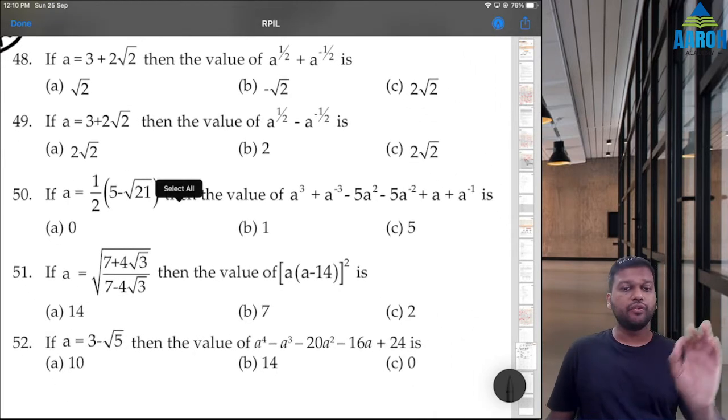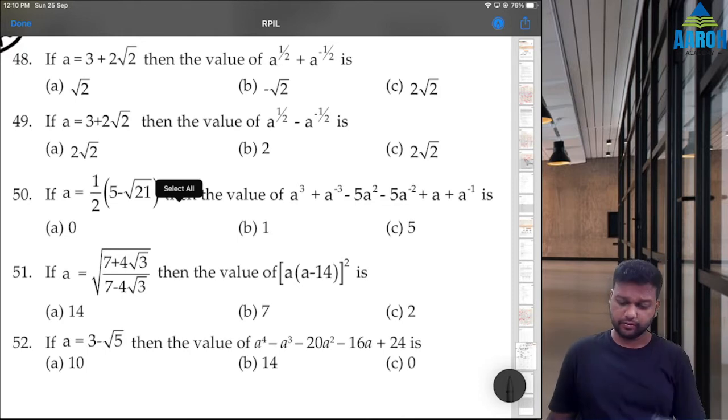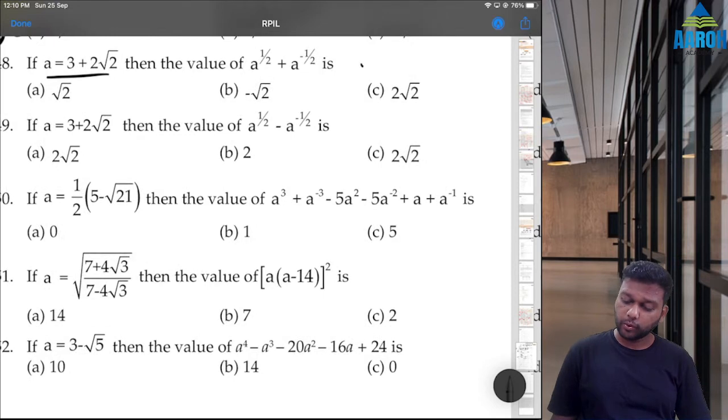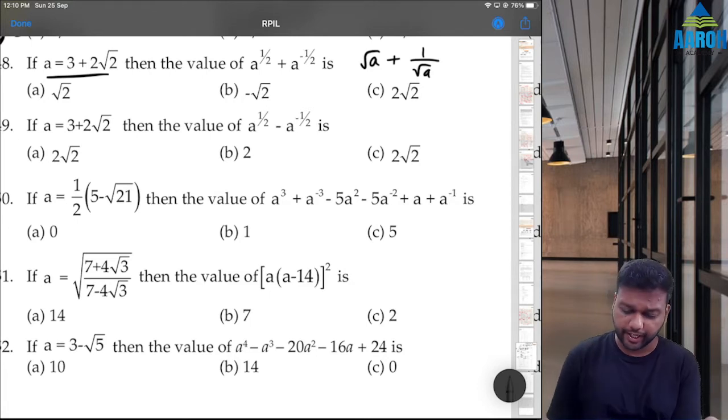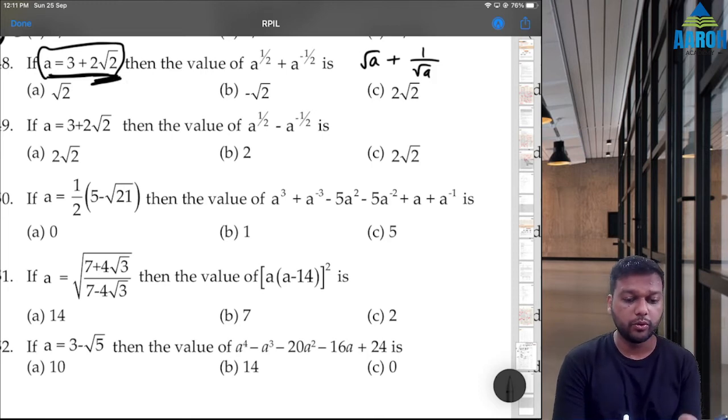Next, now 48 onwards are all calculator questions, so keep your calculator ready. It is very easy. If A is this, then what is A raised to half? Root A. Plus A raised to minus half is 1 by root A. Fine, we can do it on calculator. First let's find A. How to find A? First do this, 2 into root 2, 2 into root 2 root, then plus 3.